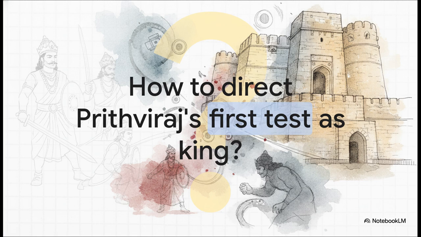So I'm going to leave you with this provocative thought to ponder. If you were the one writing the prompt for the very next chapter, how would you build it? What specific lighting, camera angles, and sensory details would you use to show Prithviraj facing his first true perilous test as a king?